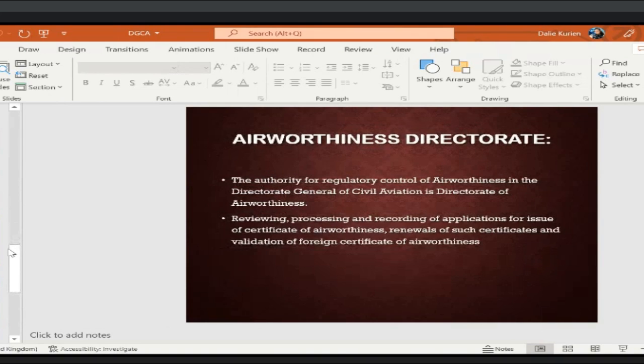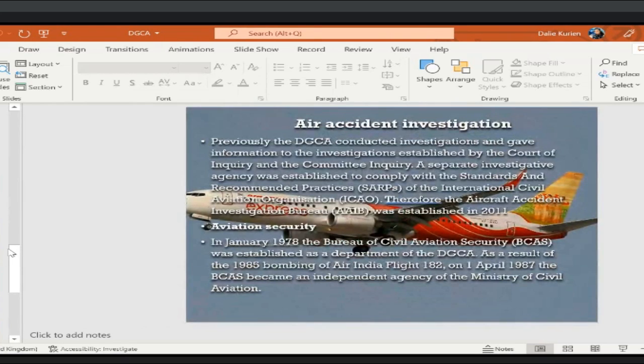Then the Airworthiness Directorate is totally, as I told you, under the CFOI. This is a team which helps the CFOI on developing totally on airworthiness, only airworthiness, nothing else. Okay, air accident investigation. Now, I already told you DGCA will take care only of accidents and incidents.